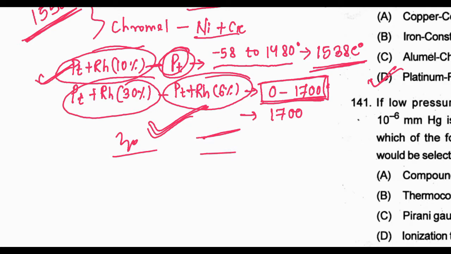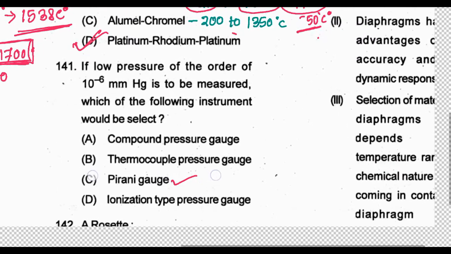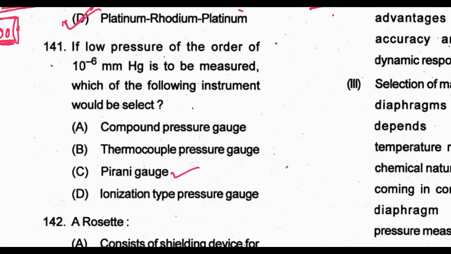So the next question is: low pressure of the order of 10 to the power minus 6 mm of Hg is to be measured, which of the following instruments would be selected? Option A, compound pressure gauge. Option B, thermocouple pressure gauge. Option C, Pirani gauge. Option D, ionization type pressure gauge. So this is the Pirani gauge.